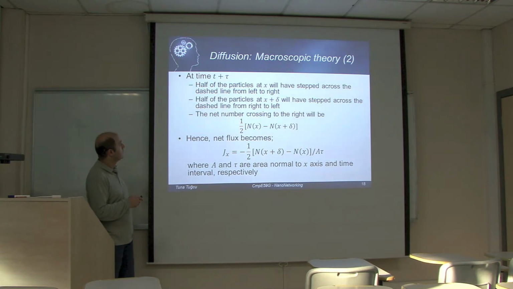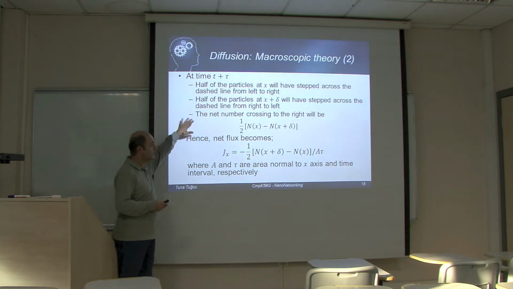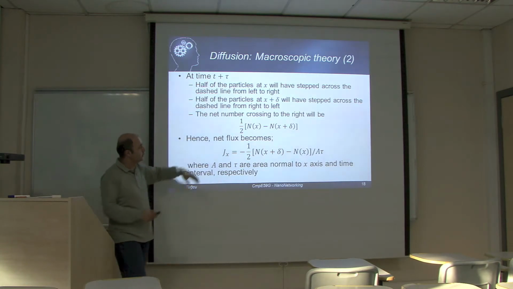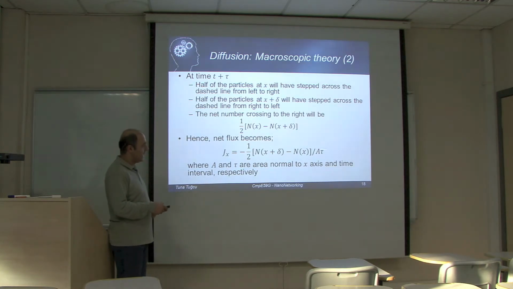Okay? So the net number crossing to the right will be, this is the number of molecules at x, half of them would be going to the right, and half of those at x plus delta would be going to the left as a subtraction. Okay? So that would be the net number of molecules that are crossing. The flux is now this value divided by this A times tau. Can you guess what A times tau represents?